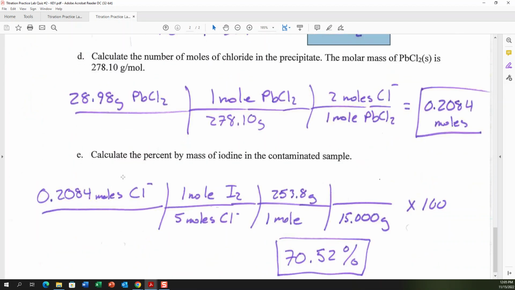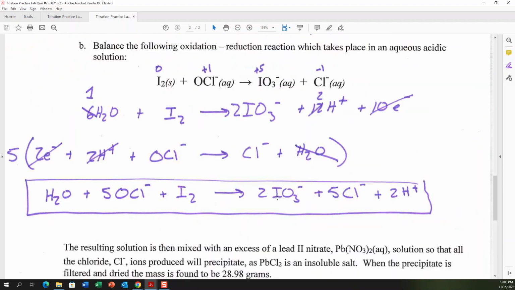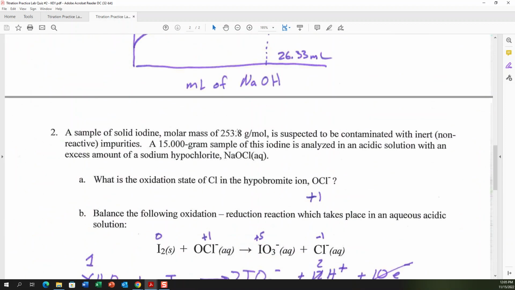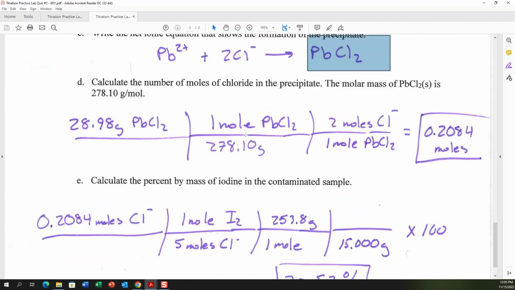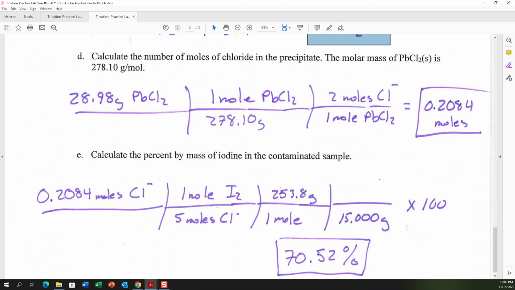So I take my moles of chloride produced from the redox reaction that happened to be in the precipitate, right? Times 1 over 5 gives us moles of iodine, times the molar mass of iodine. And again, they gave us that, but for I2, you just go to your periodic table and calculate the mass of two I's, right? That'll give us grams. So that would be grams in that 15-gram sample divided by the 15-gram sample times 100. That gives us our percent by mass. Okay?